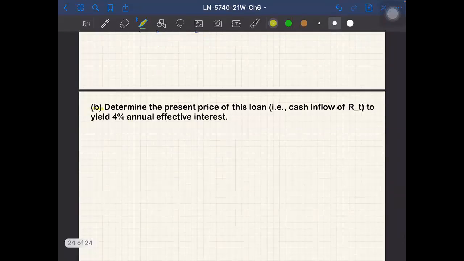Determine the present price of this loan, that is the cash inflow, to yield 4% annual effective interest. Basically the present value is the decreasing annuity at 4% annual effective interest. So PV is the decreasing annuity.